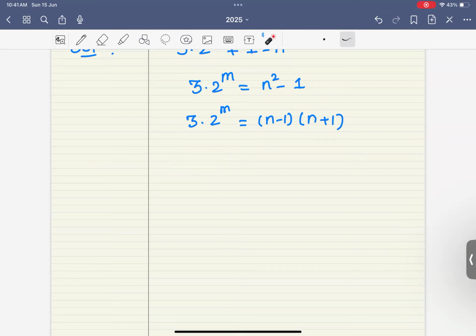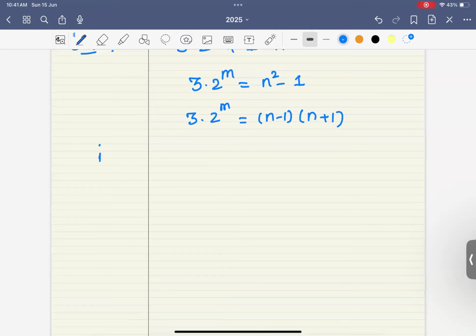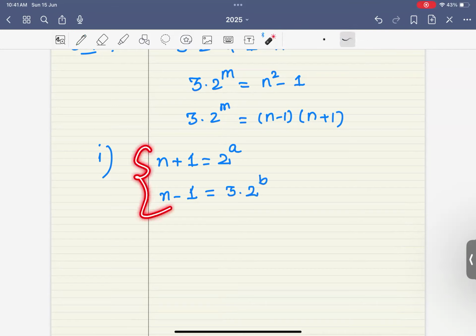So these numbers n plus 1 and n minus 1 can be only of the following two forms. One, either n plus 1 can be of the form 2 to the power a, and in that case, n minus 1 will be of the form 3 times 2 to the power b, so that their product is going to be equal to this number, right?